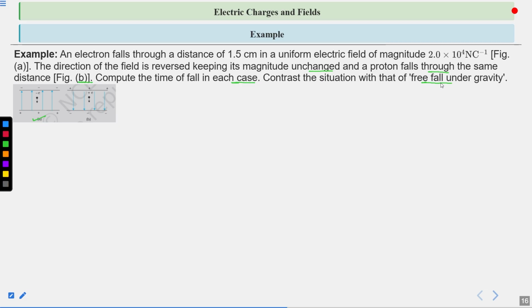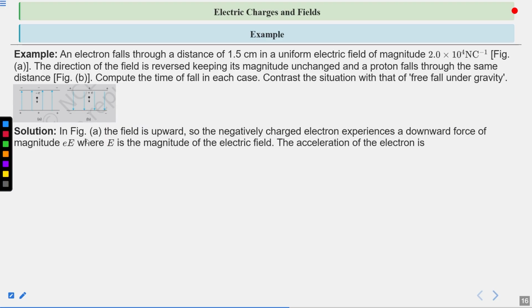Free fall under gravity means, suppose we have a ball and we drop it from this point, and the ball falls vertically downward under the action of gravity. So there is only one force, that is gravity. So this is the free fall condition if we talk about a ball. So there is an electron. Let's see.